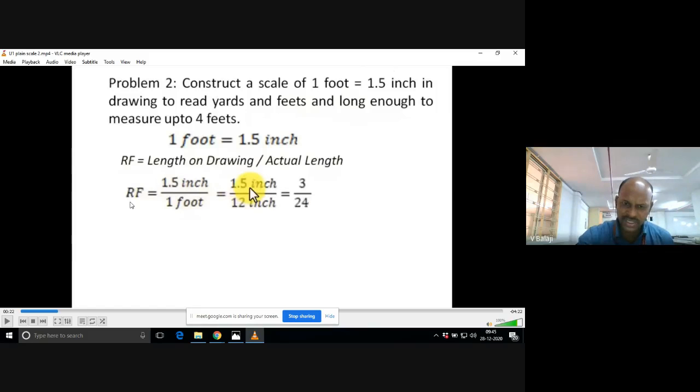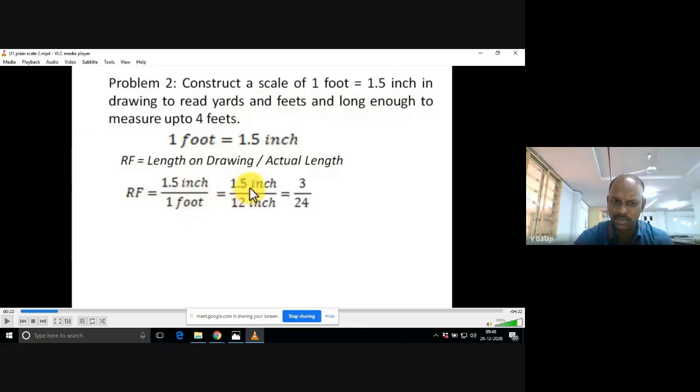Because RF is a dimensionless ratio. 3 by 24, or you can say 1.5 by 12. The inches get cancelled. Keep it as 3 by 24 or 1 by 8. You need not convert it further. Don't simplify further, not required. In this way you need to calculate any RF.